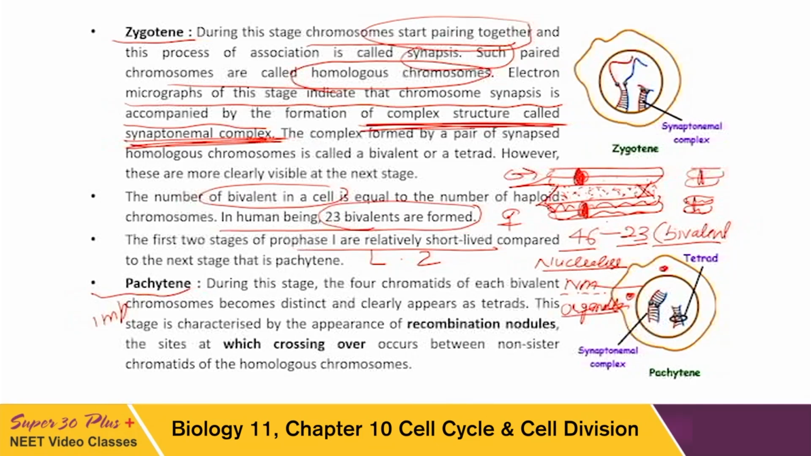But the more important point here is that these are the two homologous chromosomes. What happened in the two homologous chromosomes? They are placed together by the synaptonemal complex. Here is the tetrad, 1, 2, 3, 4, that is, each chromosome has a distinct chromatid. The stage is characterized by recombination, the site where recombination will take place between non-sister chromatids of homologous chromosomes. I'll tell you the detail of this.